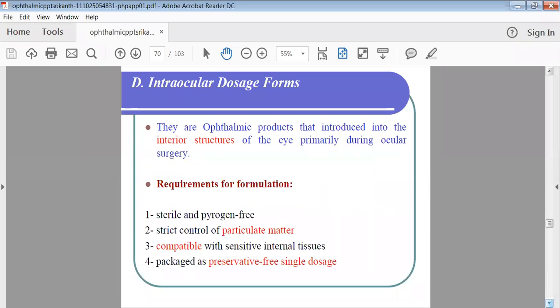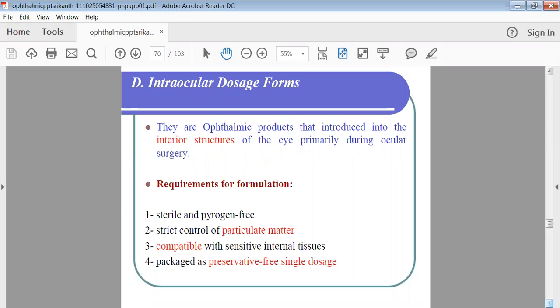Then intraocular dosage forms are the ophthalmic products that are introduced into the interior structure of the eye, primarily during ocular surgery. So these kinds of devices are inserted by a surgical method, and we have to insert them inside the eye structure. In the case of interior structures, when we administer them, they slowly release their drug.